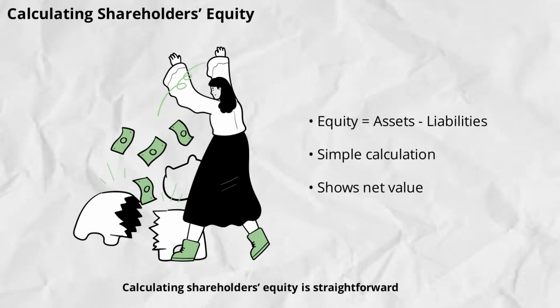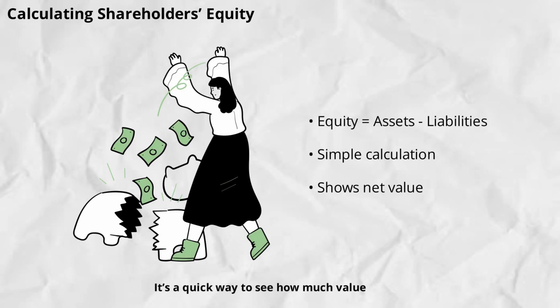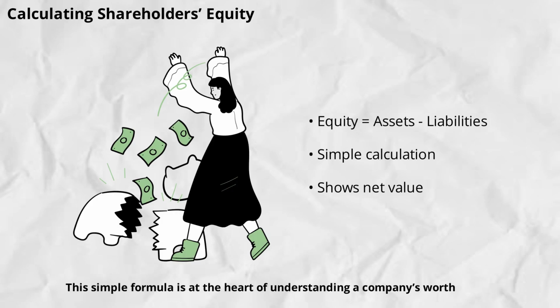Calculating shareholders' equity is straightforward. You simply subtract total liabilities from total assets. For example, if a company has $1 million in assets and $600,000 in liabilities, its shareholders' equity is $400,000. This calculation is performed regularly and reported in financial statements. It's a quick way to see how much value is left for shareholders after all debts are settled. This simple formula is at the heart of understanding a company's worth.